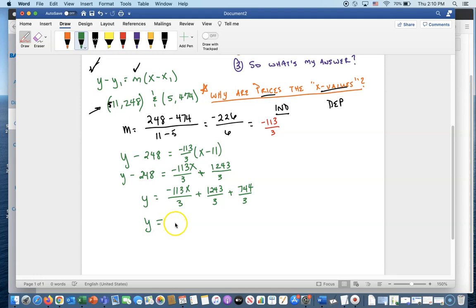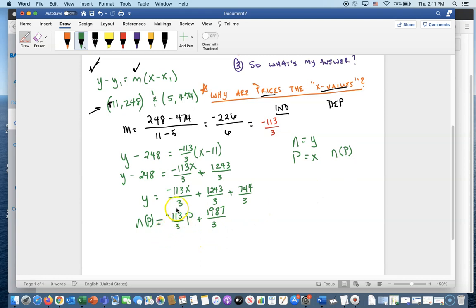Again, we're rewriting 248 as a fraction so that we can add those together. 1243 plus 744 is 1987. So we have our equation for that demand. Okay, so this is 1987 over 3. This is Y, or we could call that N of P, but we'd have to change the X to a P. So again, just some notation type things here that are probably, maybe a little foreign to you. But basically what we're doing is we're letting N be the Y value and P is the X value. Again, that comes from that N of P here.